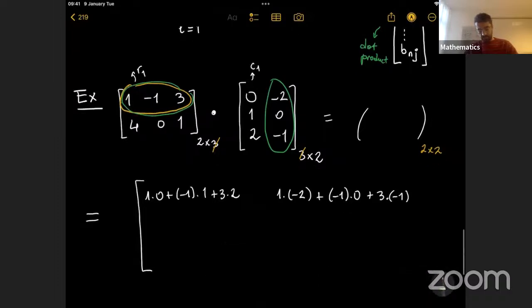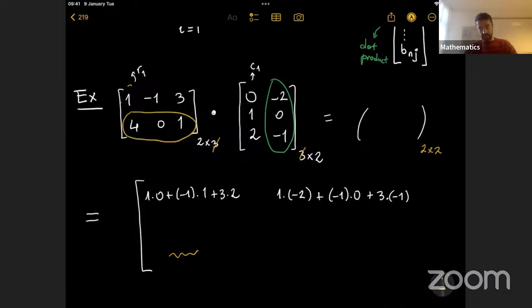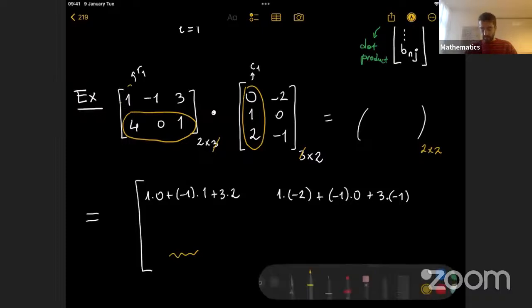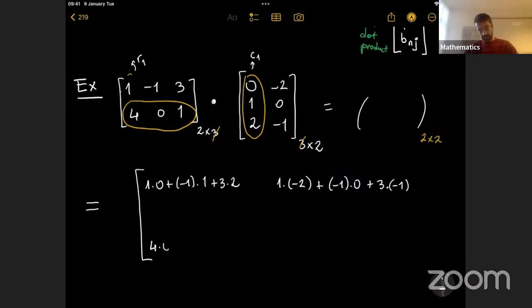Now we will do the second row, first column. So we will get rid of this, and we will work with the second row here, this one, and the first column. Second row, first column, okay? We will use these two vectors. All right, let's do it. The dot product of these two vectors: 4 times 0 plus 0 times 1 plus 1 times 2.